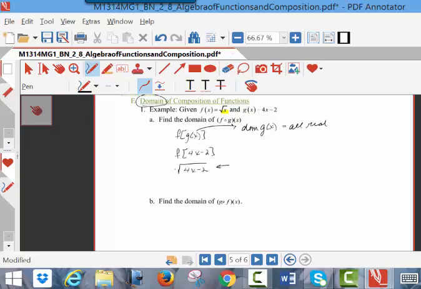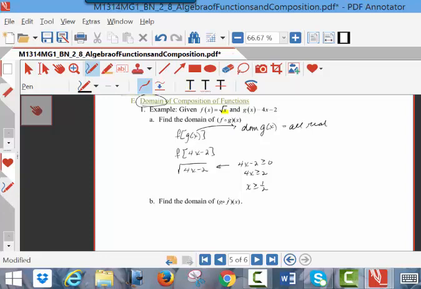When we talk about the domain here, we know that 4x minus 2 must be greater than or equal to 0. It must be positive. And if I solve this by adding 2 to each side, I'm going to get x greater than or equal to 1/2.